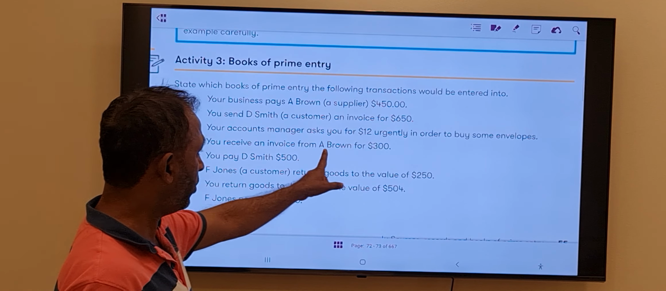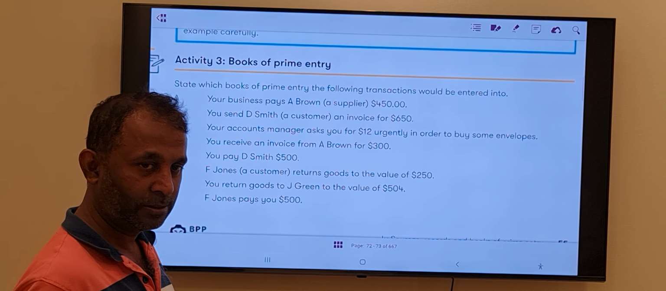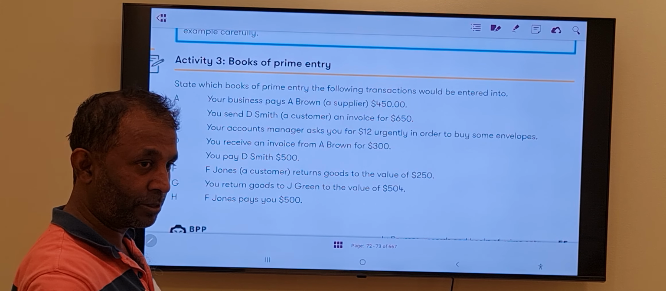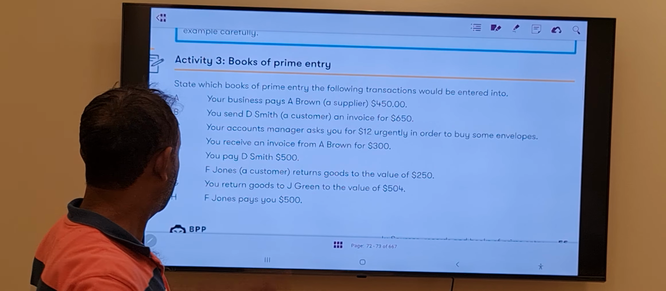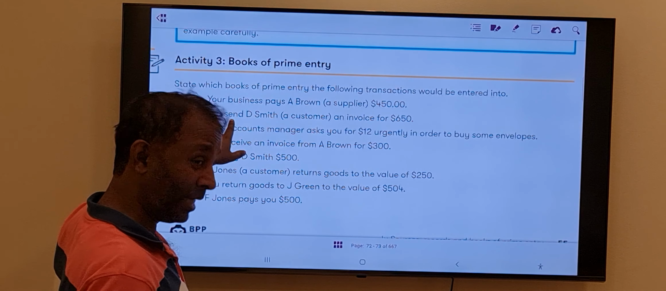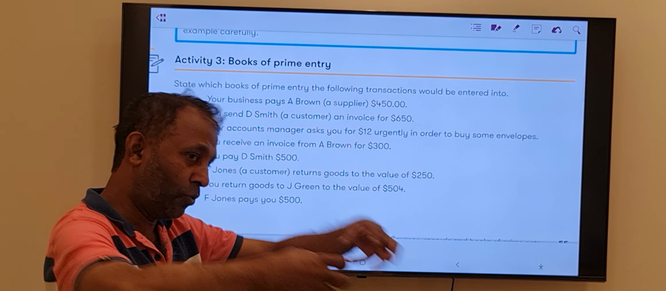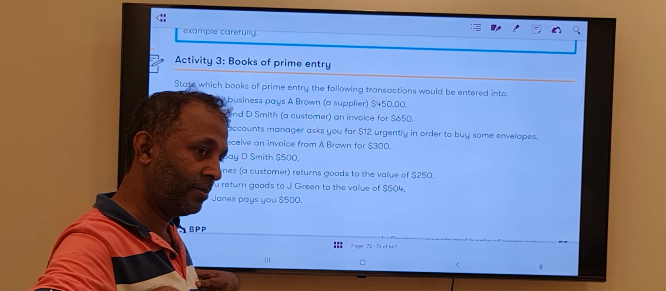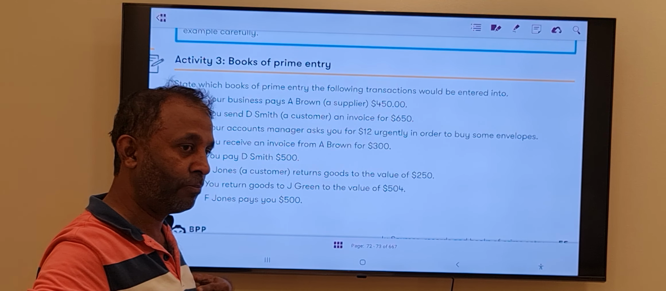You receive an invoice from A. Brown for 300. You send an invoice is credit sales, the sales day book, as in the second one. But you receive an invoice, so it is the purchase day book, for expenses.